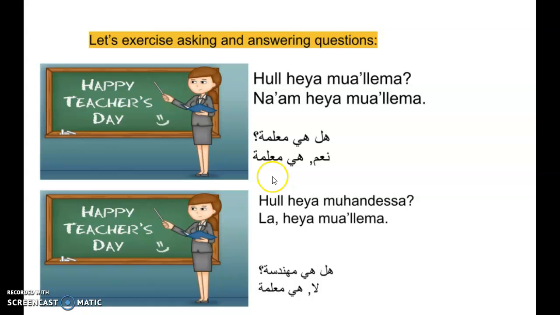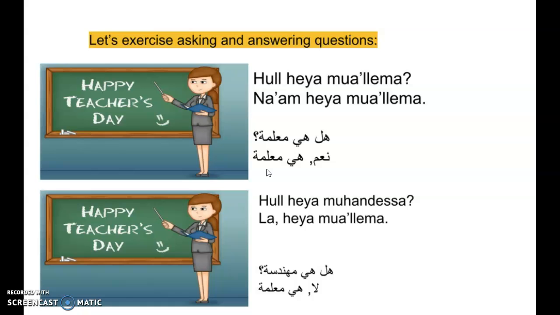I can see a teacher over here, and the question is, هل هي معلمة؟ What does that mean? Is she a teacher? Did you see how I said here معلمة? Because it's a she. نعم. هي معلمة. Yes, she is a teacher.